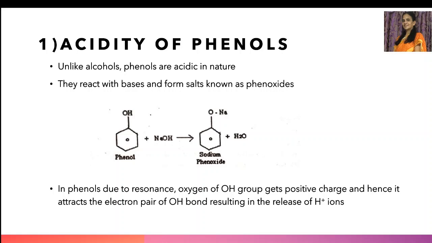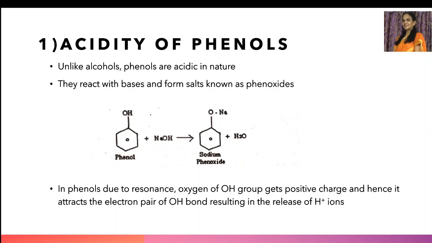Phenol, when it reacts with sodium hydroxide, then what happens? The H from this is replaced by sodium metal. Then we get sodium phenoxide, and this H combines with this OH to form H plus and OH minus, giving rise to water. So in this reaction, this is acting as an acid because it is combining with the base to form salt and water. So this is a simple neutralization reaction where this phenol acts as an acid.